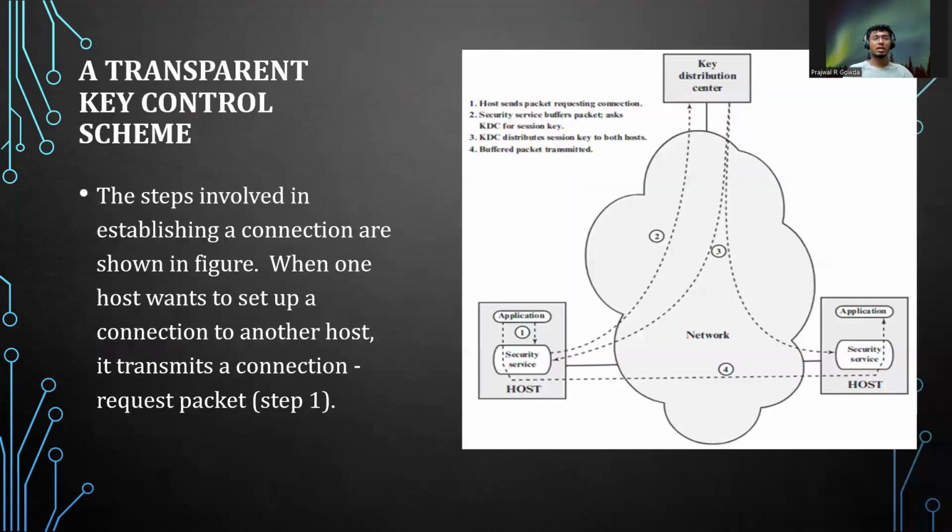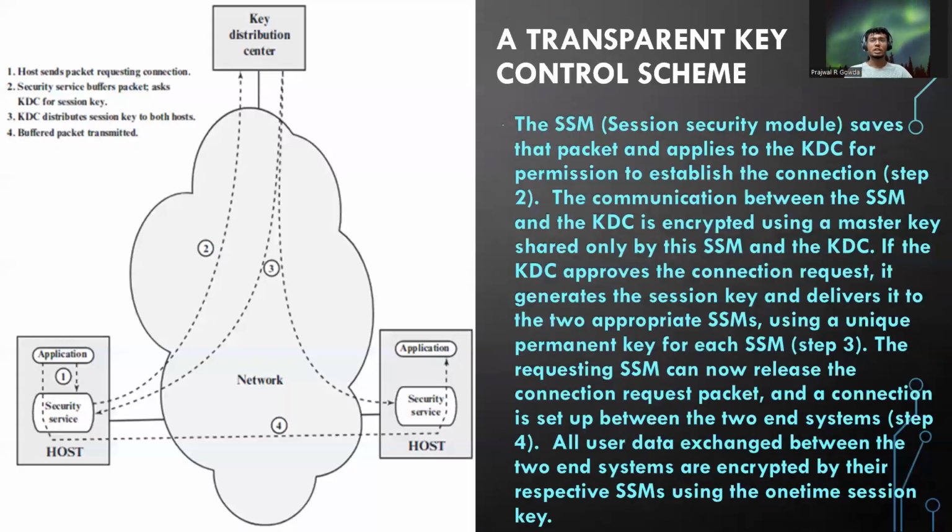A transparent key control scheme. The steps involved in establishing a connection are shown in the figure. When one host wants to set up a connection to another host, it transmits a connection request packet. That is step 1. The session security module saves the packet and applies to the KDC for permission to establish the connection.